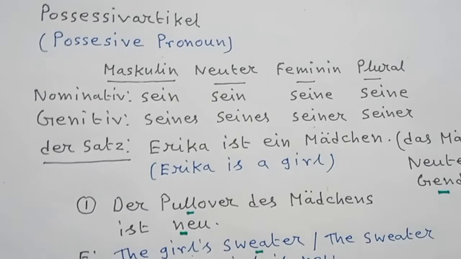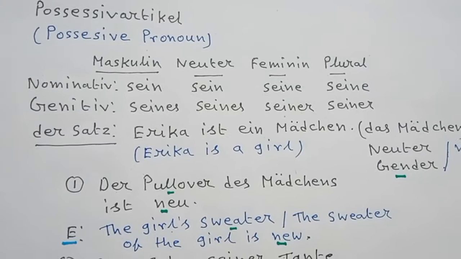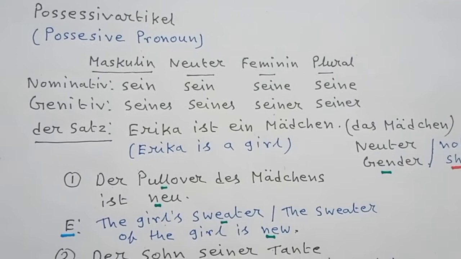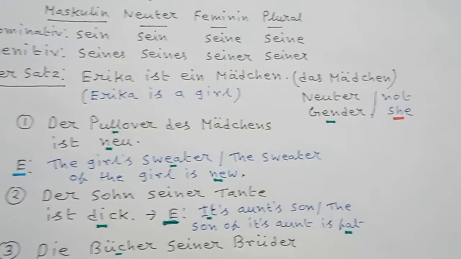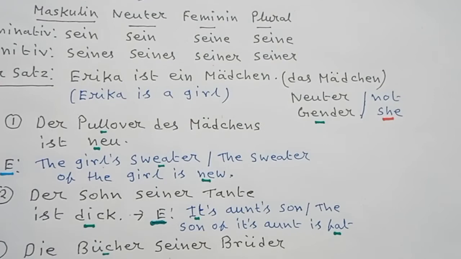Now the possessive article or possessive pronoun: masculine, neuter, feminine, plural. Nominative: sein, sein, seine, seine. Genitive: seines, seines, seiner, seiner. Der Satz: Erika ist ein Mädchen. Erika is a girl. Now, das Mädchen is neuter gender. Here, "sie" will not be applicable.